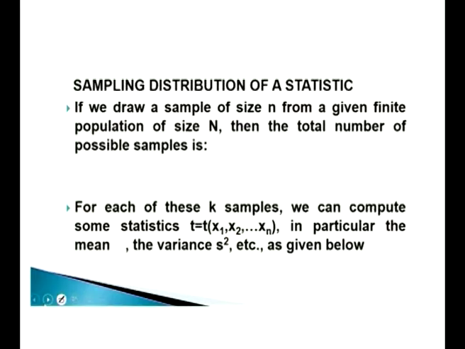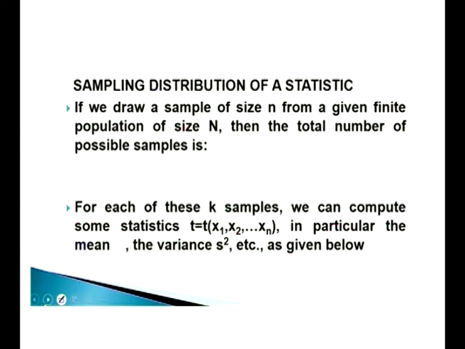Distribution means a particular format which the variable follows. We have discussed discrete distributions called binomial, Poisson, geometric, negative binomial, etc., and some continuous distributions called uniform distribution, normal distribution, etc. So, with that type, a sampling distribution of a statistic.